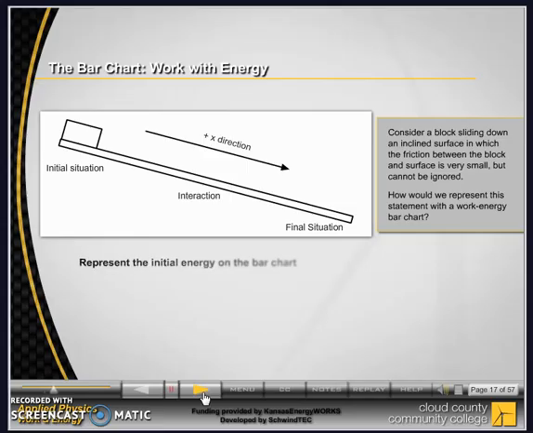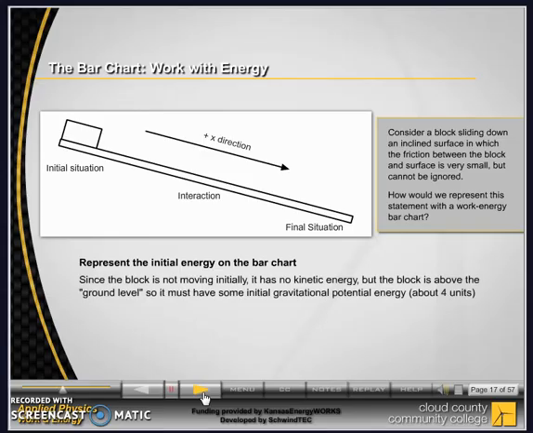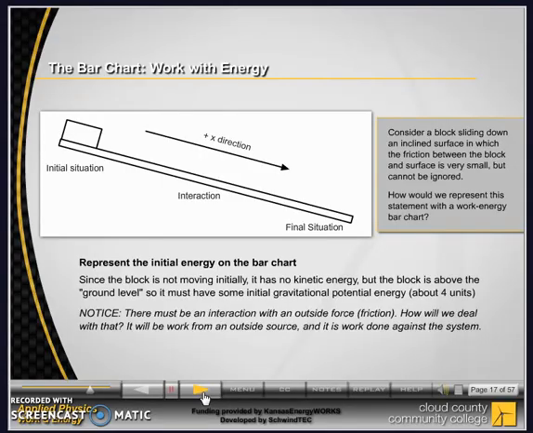We need to represent the initial energy on the bar chart. Since the block is not moving initially, it has no kinetic energy. But the block is above the ground level, so it must have some initial gravitational potential energy, say about 4 units. Notice there must be an interaction with an outside force, friction.